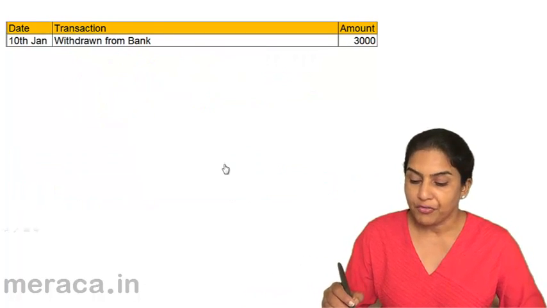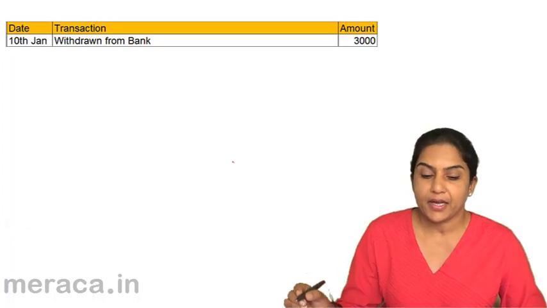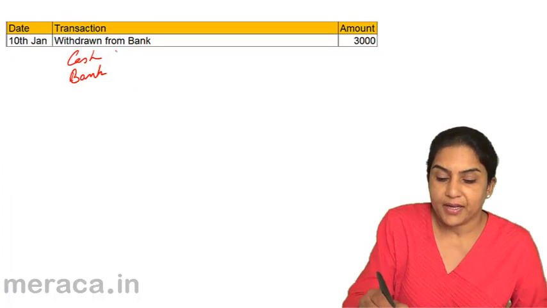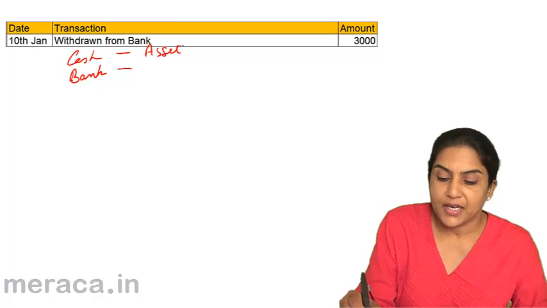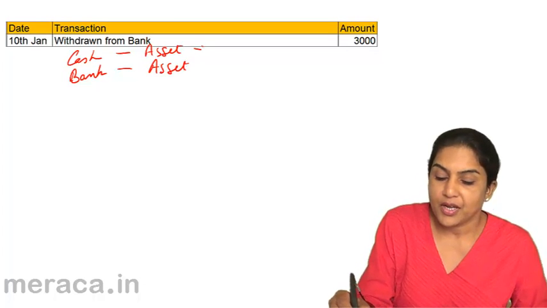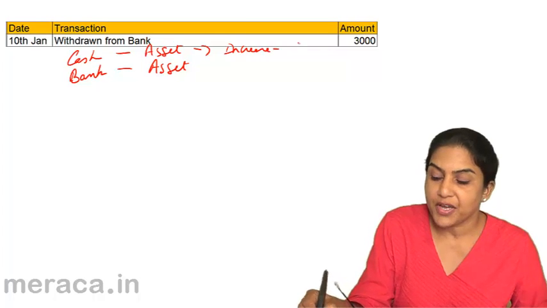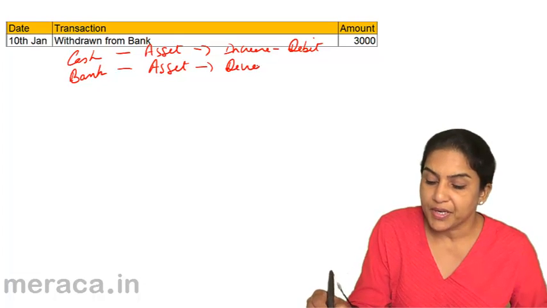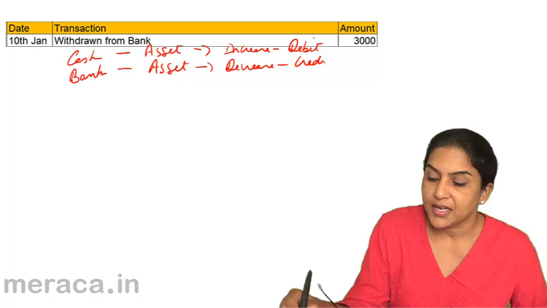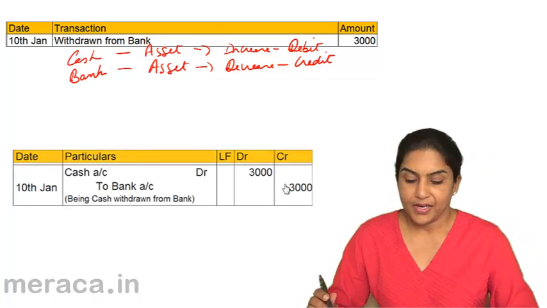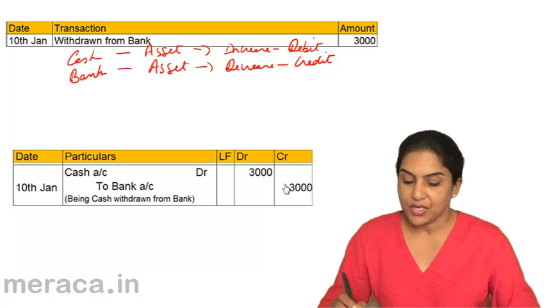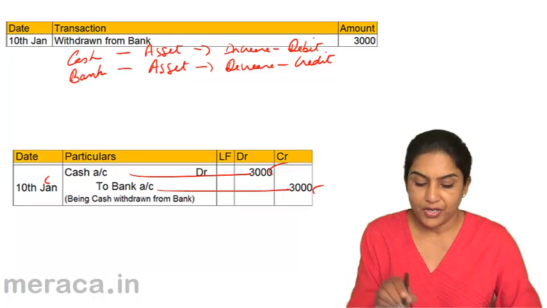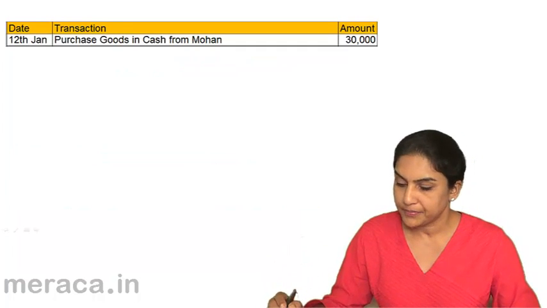Next, withdrawn from bank. So cash is withdrawn from bank. Accounts involved, cash and bank. Both are asset accounts. Cash has increased, increase of asset, therefore debit. On the other hand, there is a decrease of the money from the bank, therefore this is credit. Cash account debit 3,000, bank credit 3,000. On 10th January, brief explanation.